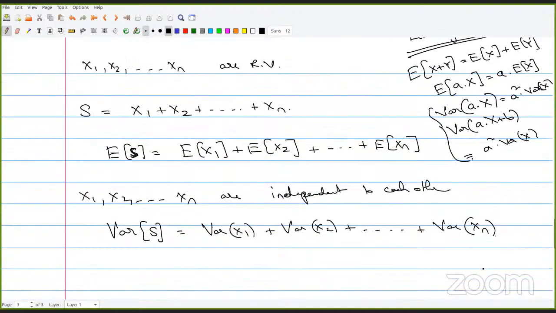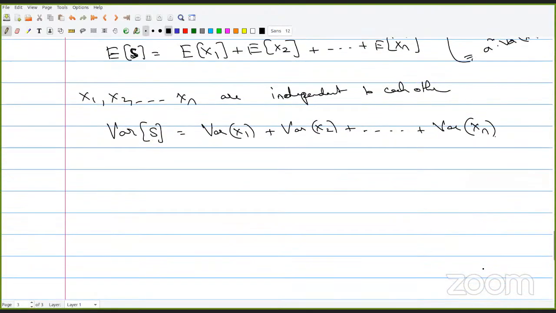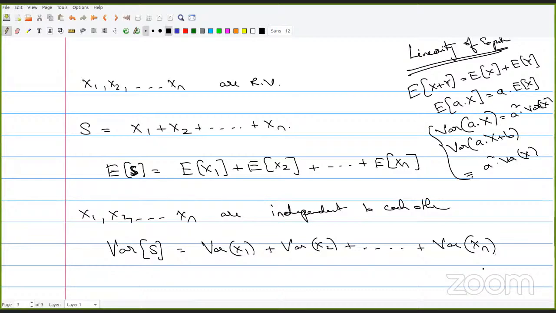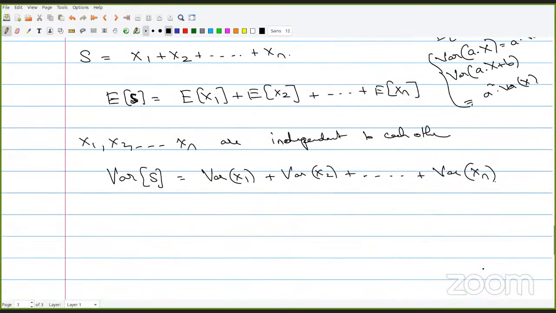Sir, what does correlated mean? Are both of them varying in the same direction or not? So if there is a correlation, that means there is a covariance. And if there is a covariance, then those are not independent. If they are not independent, we cannot write variance of X plus Y as variance of X plus variance of Y. So that is not allowed.